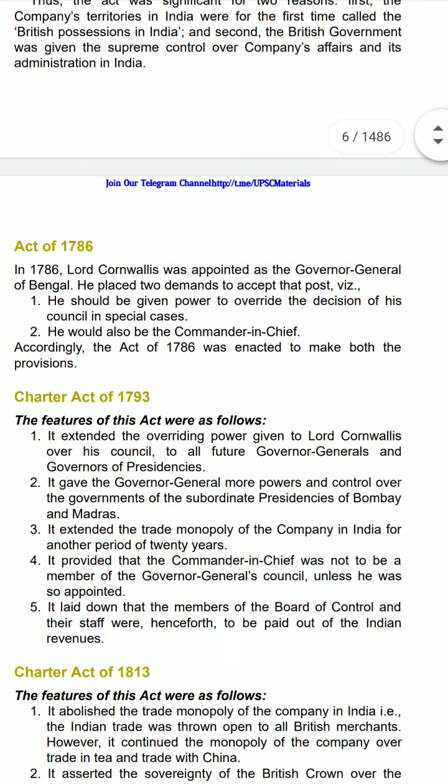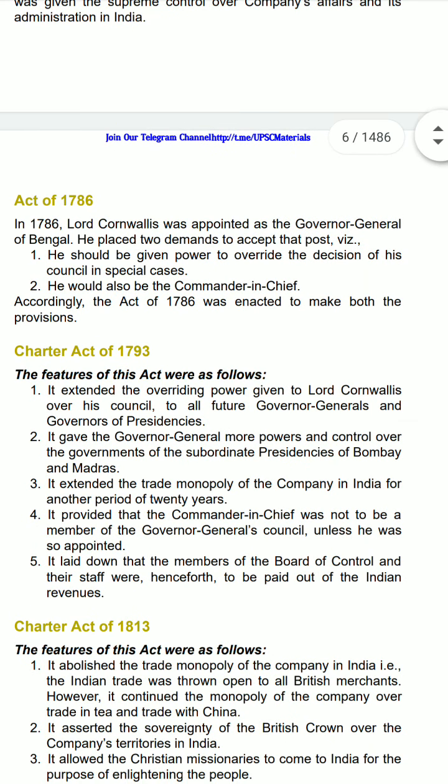Act of 1786. In 1786, Lord Cornwallis was appointed as Governor General of Bengal. He placed two demands to accept that post: he should be given power to override the decision of his council in special cases, and he would also be given the Commander-in-Chief title. The Act of 1786 was enacted to make both the provisions.